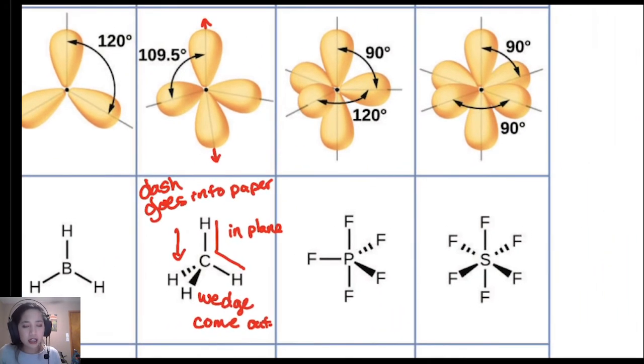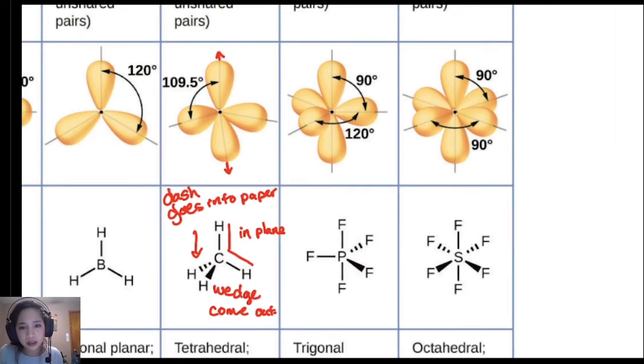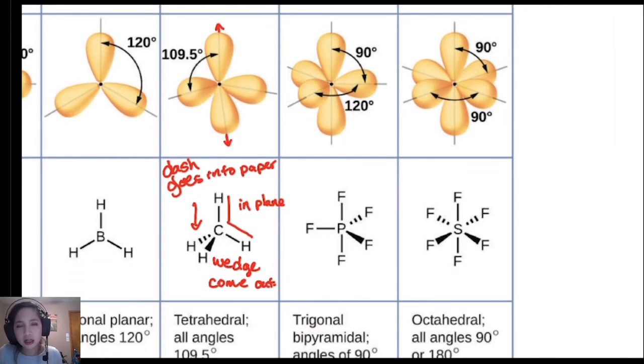And then the same thing here for our 5 electron domain geometry. So there's 5 bonds around phosphorus. The T is in the plane of the paper. One of the atoms is popping out at you, and the other one's going back into the page. And this is called trigonal bipyramid. We will go into more detail.